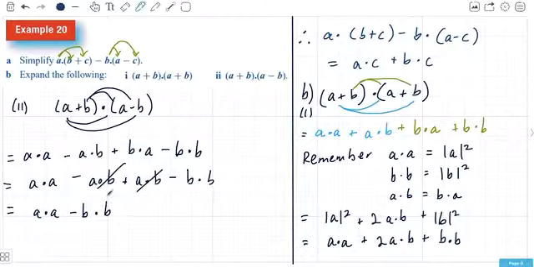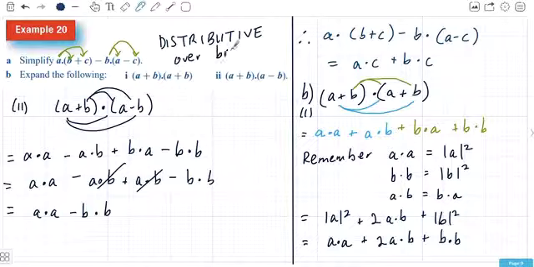So that's all we're doing here with simplifying, just understanding this key rule with the dot product, which is that it is distributive over brackets, so it goes across the brackets just like a multiply does.